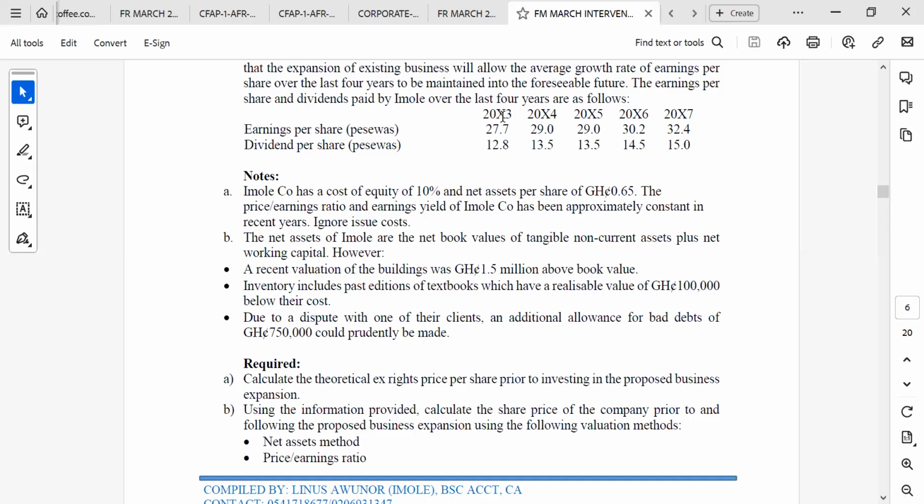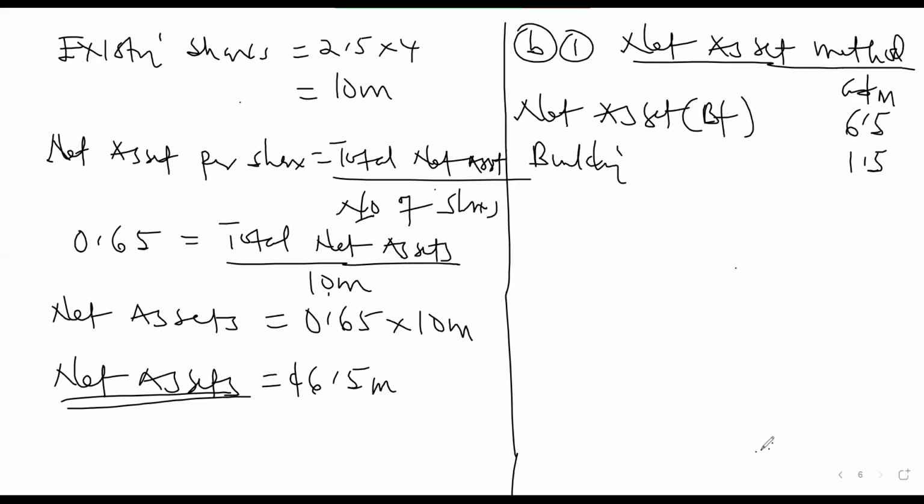They can also say the net realizable value is 100,000 above their cost. It means that they are more than their cost. But in this case, they are less than the cost by 100,000. So we go there and have inventory, then we subtract 0.1. I hope we are okay.